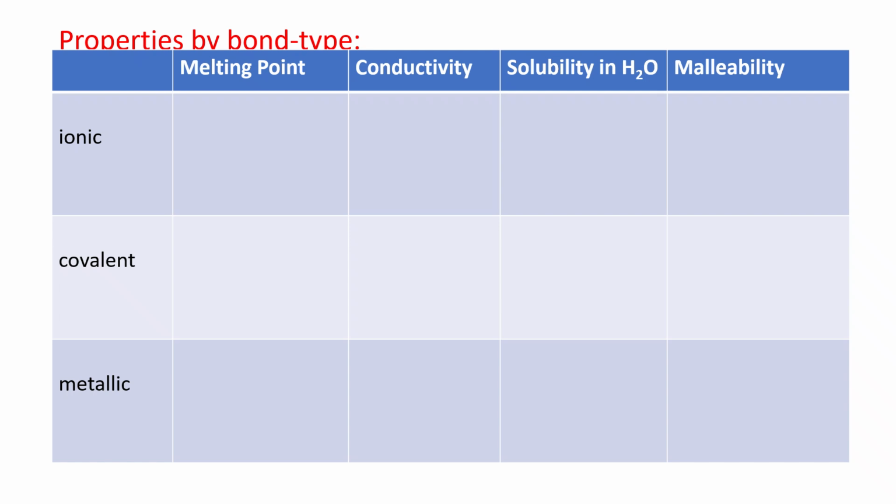Okay, and then our last topic of our unit is to distinguish between the properties of ionic, covalent, and metallic compounds, so distinguishing between them by their properties. And then, of course, why those properties exist. And we're going to do a lab with this, so it's important that you understand what these properties are and why they exist.